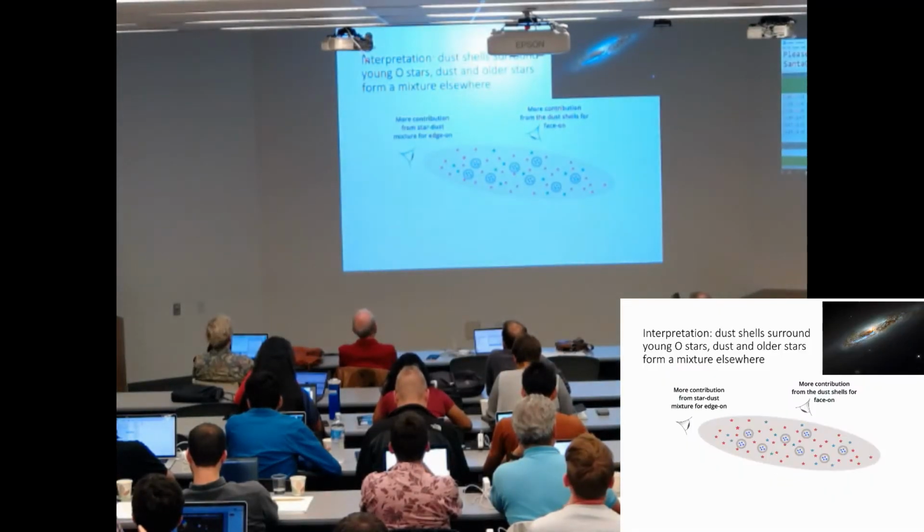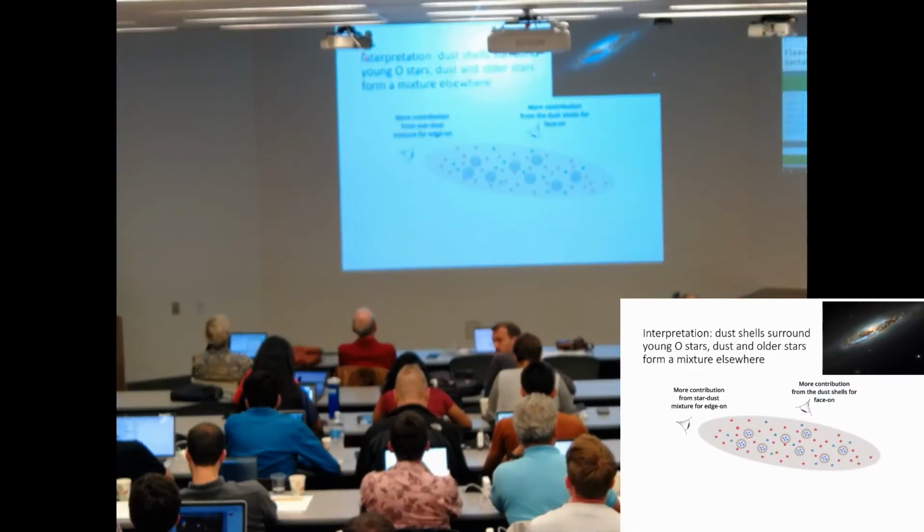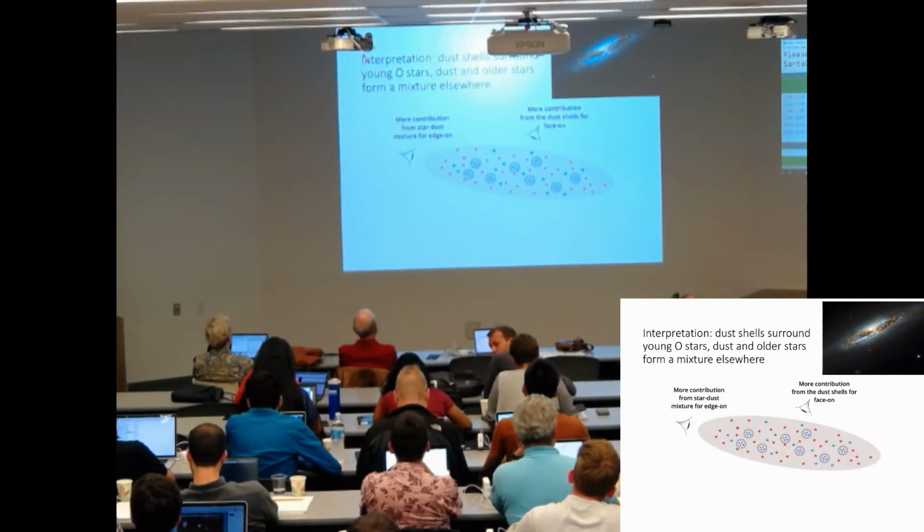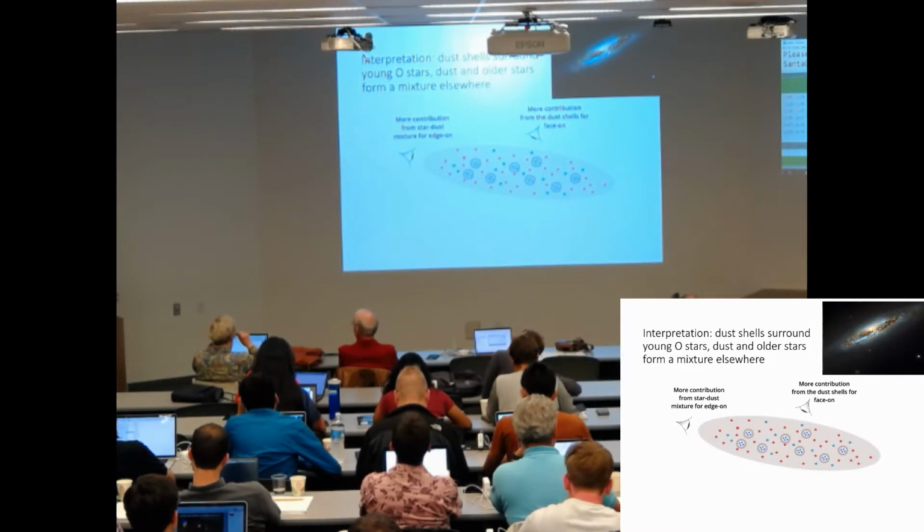I'm not sure I got this geometric argument. Could you explain a bit why there's more contribution from the diffuse component if you look edge on? Go to the edge-on slide, please.